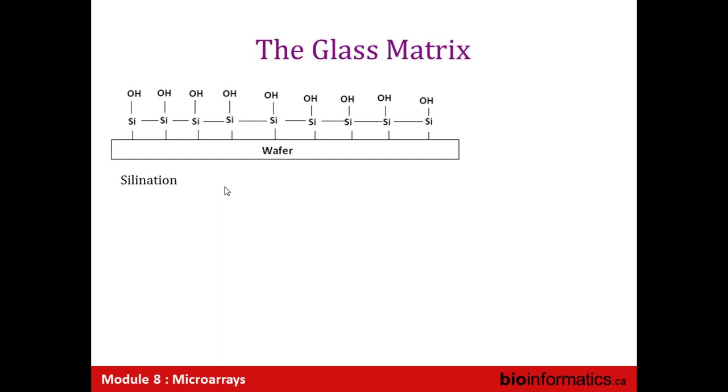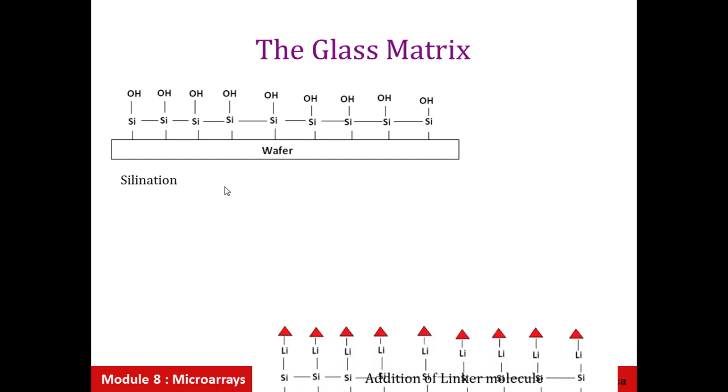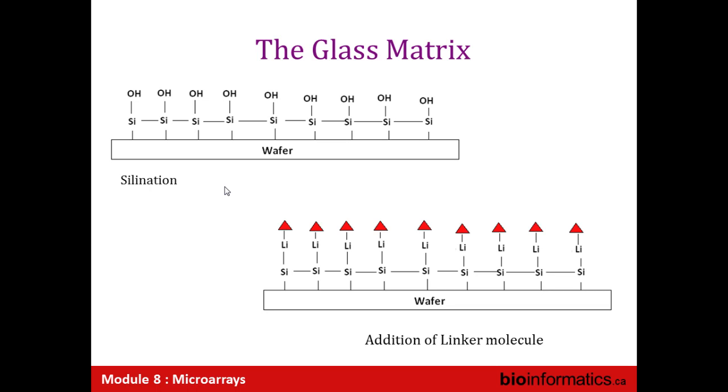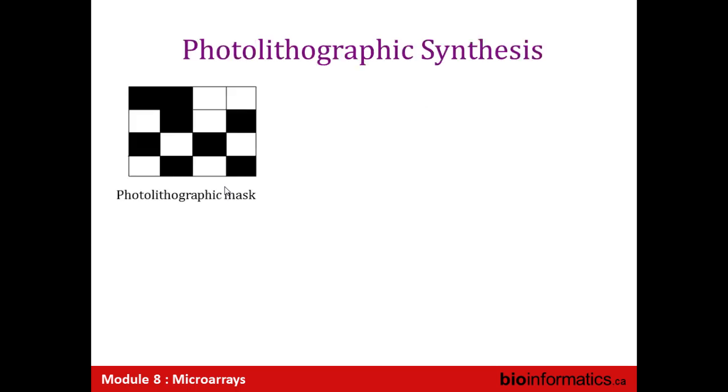The matrix itself is silanated with hydroxyl groups, and that creates a generally sticky matrix all over. A linker molecule, we don't know exactly what's going on in the linker molecule, proprietary, is added to this wafer at every hydroxyl group. It's almost certainly a sulfhydryl chemistry, but we don't know the details. And this creates an ability to sequentially add things on top of one another. The linker molecule is kind of like a flexible, chemically reactive site.